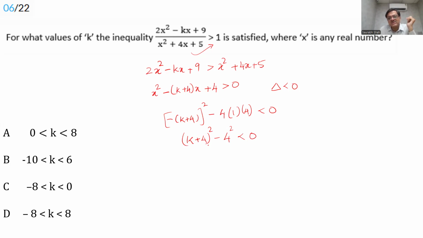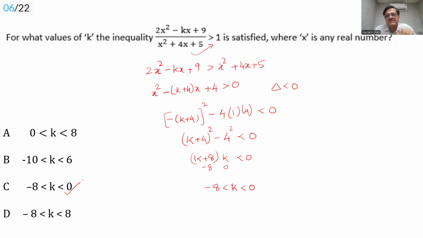So it is p square minus q square is less than 0. So p plus q, p minus q. K plus 8 into k is less than 0. And what we ultimately have is this is 0 at minus 8 and this is 0 at k is 0. So k is always between minus 8 and 0. Minus 8 is less than k is less than 0. Option C was the right answer. The third option was the right answer.